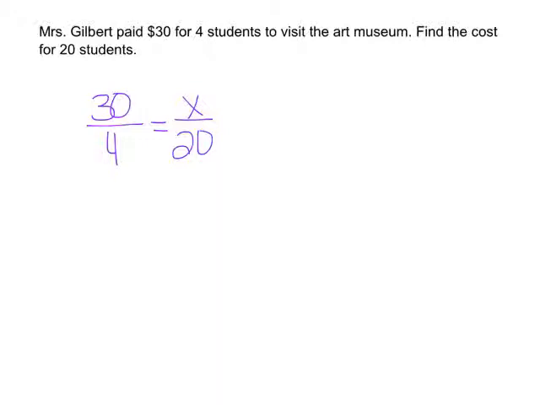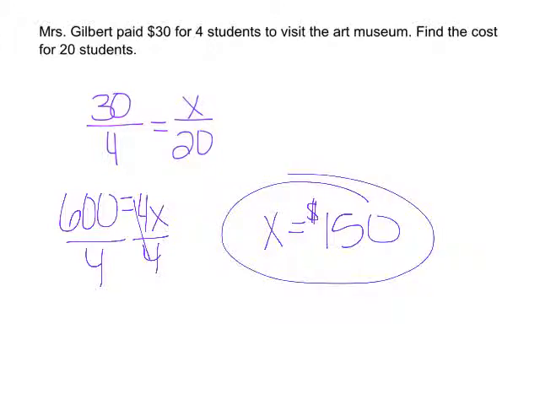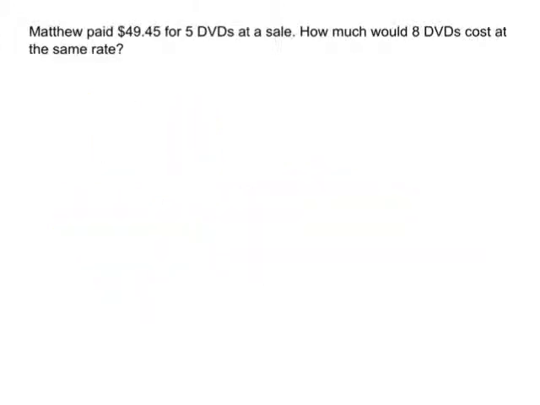So when I do 20 times 30, I'm going to get 600 equals 4x. And then when I divide by 4 on both sides, I get that x is going to equal 150, and so I'm looking for the cost, so I have $150. Go ahead and pause the video and try this one on your own.